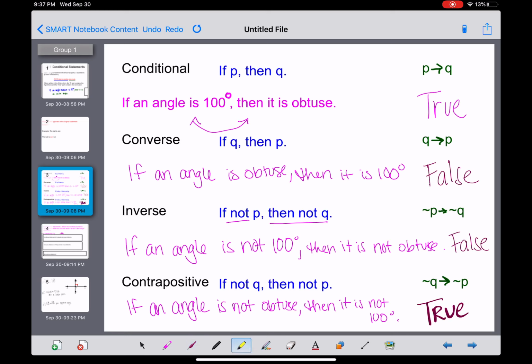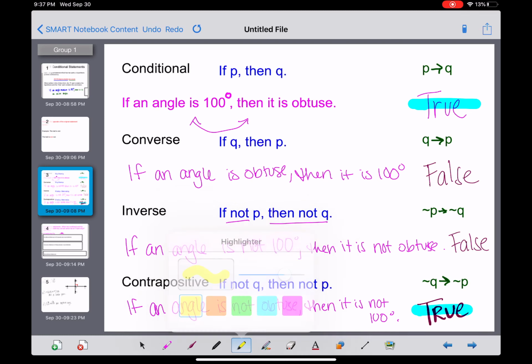So this is not coincidence. The true and false statements are actually always going to match. So if the conditional is true, the contrapositive will also be true. If it's false, the contrapositive will also be false. Same with converse and inverse. Their true and false statements will always match as well.